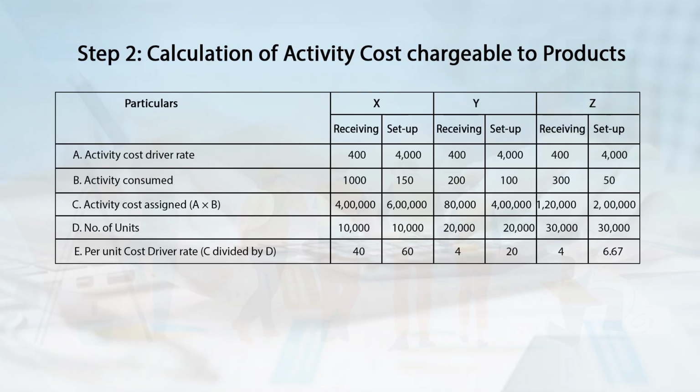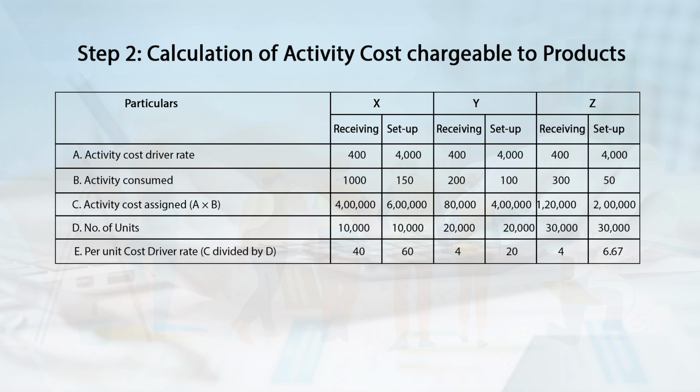Step 2, calculation of activity cost chargeable to the product. Here, we will prepare a table having 4 columns. First one is for particulars. Second, for product X, here we will have 2 sub columns for receiving department and for setup department. For product Y also receiving and setup, and product Z also receiving and setup cost.